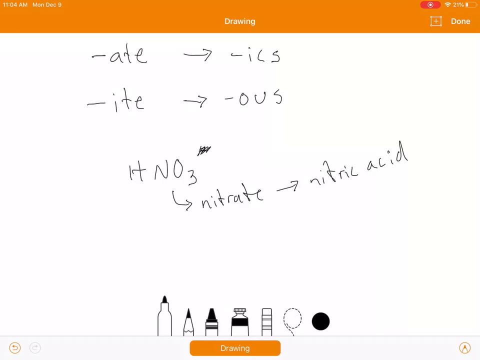Sulfate would be sulfuric acid. Phosphate would be phosphoric acid. It's pretty simple as long as you can remember -ate's become -ic, -ite's become -ous.